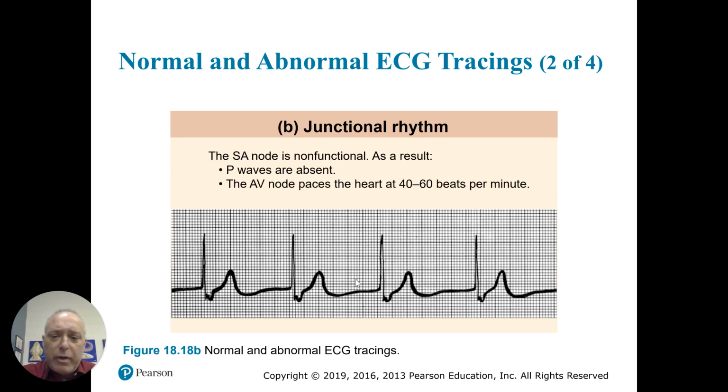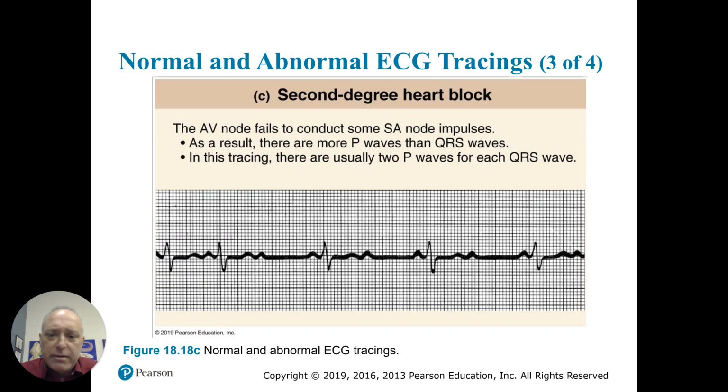So when there's some kind of problem with the SA node, two things happen. First of all, the P wave disappears, and then the rate is less because you're being paced by the AV node, which will pace the heart at between 40 and 60 beats per minute. So we've got decreased rate within this given time and no P wave. So this is junctional rhythm, a form of block, where the SA node is blocked.